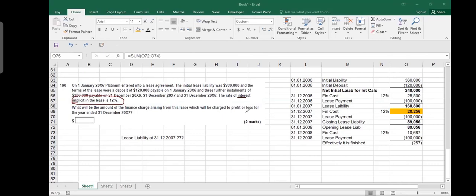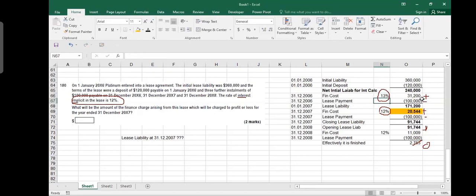Implicit in the lease means that this is the rate which will increase your lease liability with interest costs. Then you will decrease payments, increase interest, decrease payments, increase interest. Ultimately, it will make it 0. So the implicit interest rate is that interest rate with which you are calculating interest and paying, and ultimately it should make it 0. I mean, if you put any number here except 12, you put here 13%.